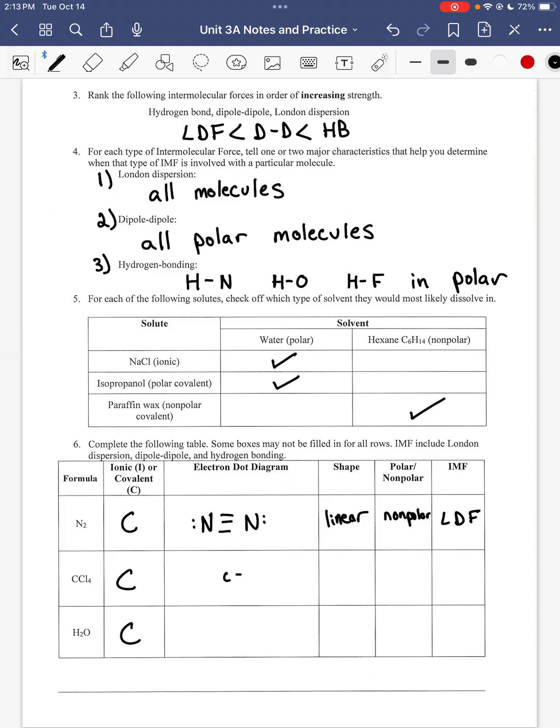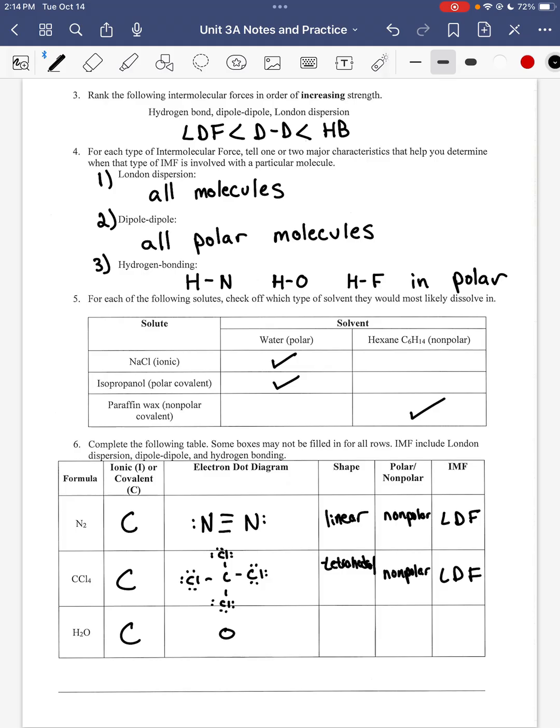In CCl4, carbon tetrachloride, I'm going to connect everything. I have 32 electrons to place. I've used 8, so I have 24 more to place, so I'll just put 6 on all 4 chlorines, and that should make everyone happy. This creates a tetrahedral molecule because I have 4 bonded atoms and 0 lone pairs. This is a nonpolar molecule because my central atom has no lone pairs and is bonded to 4 of the same atoms, meaning it only contains London dispersion forces.